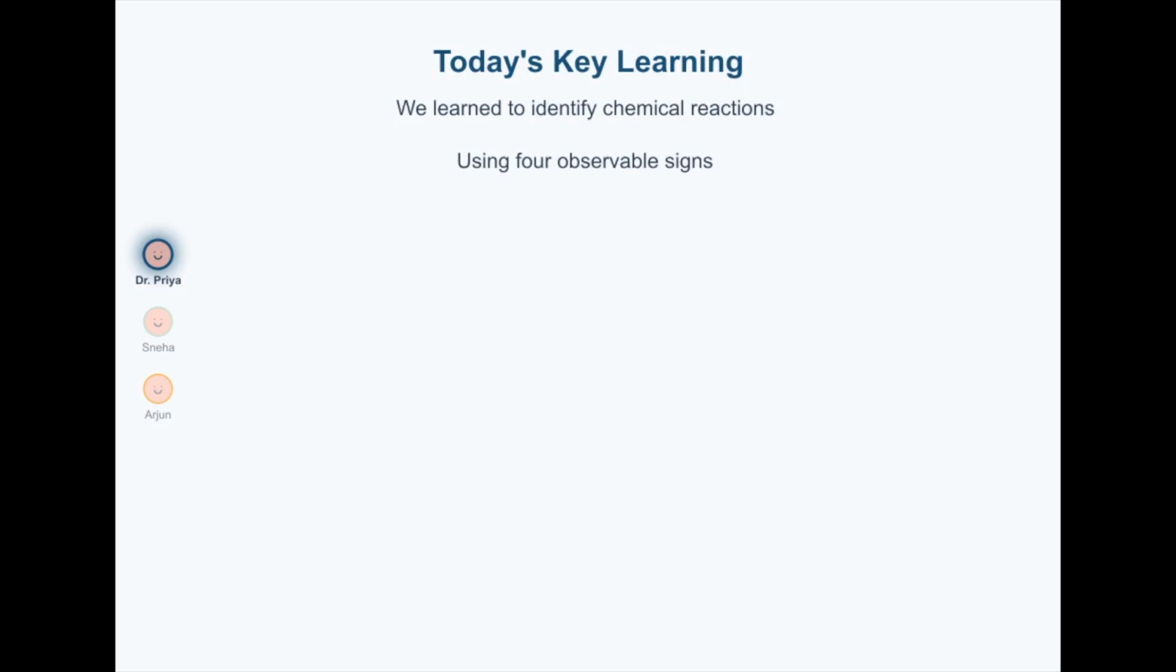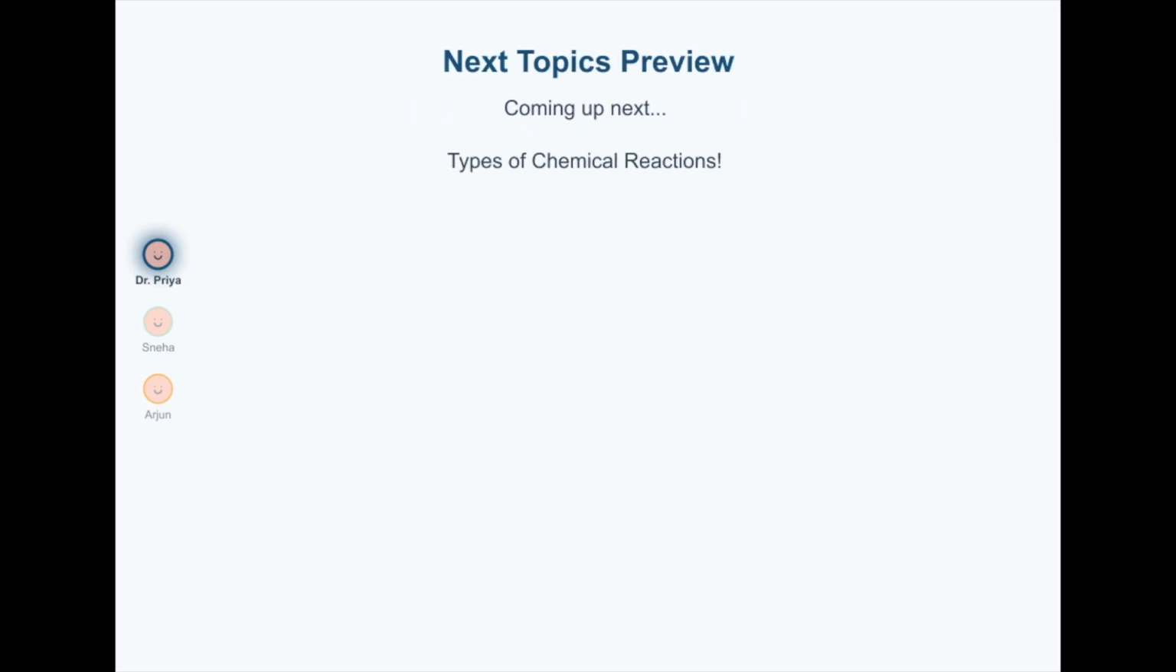Today we learned how to identify chemical reactions using 4 key signs: changes in state, color, gas evolution, and temperature. In our next lessons, we will explore different types of chemical reactions and learn to write and balance chemical equations properly.